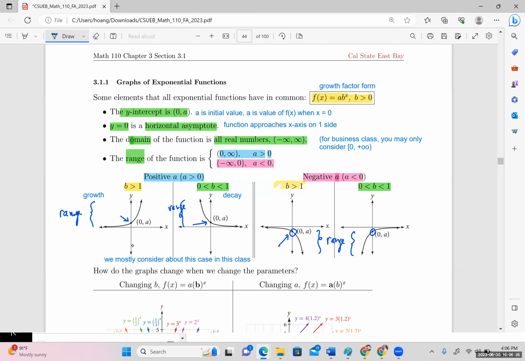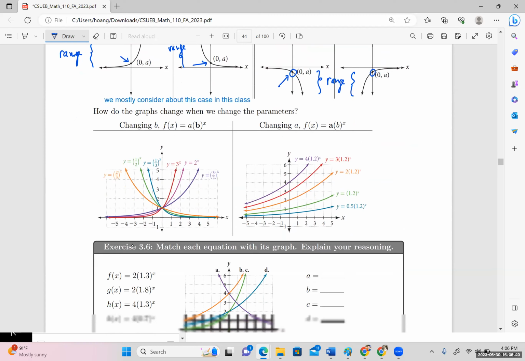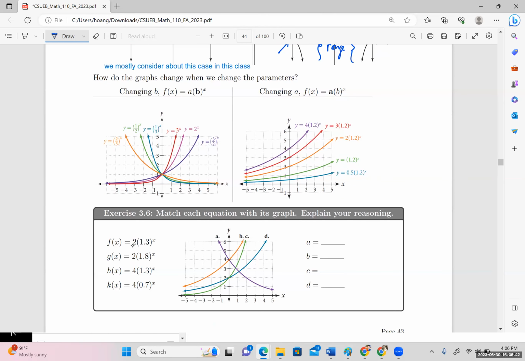All right. So now I'm going to move to the next thing: how does the graph change when you change the parameters? The next topic is we want to figure out which graph is for which. Now let's take a look at the first graph here, changing b. Changing b is changing the factor.